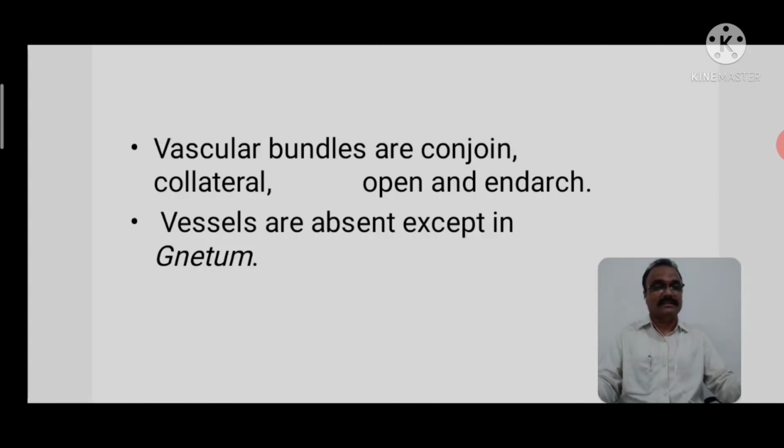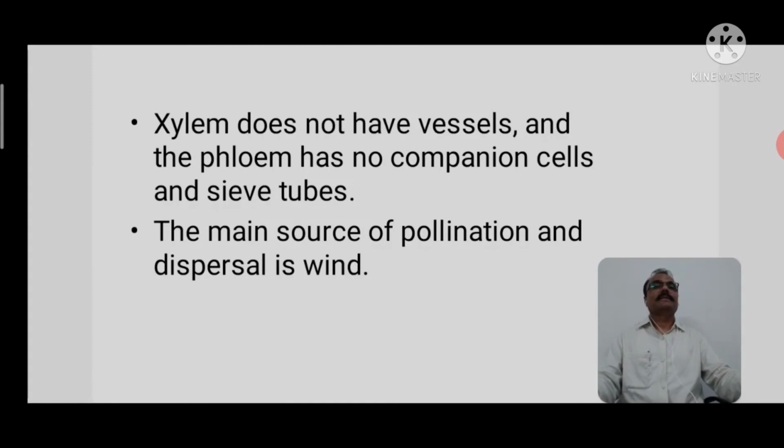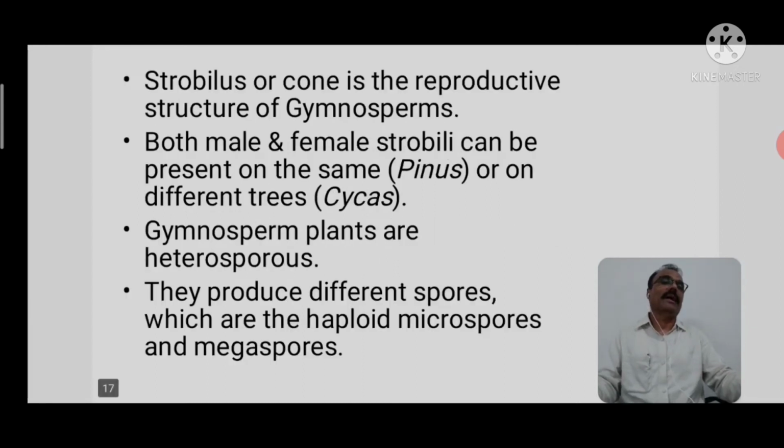Vessels are absent except in Gnetum. Xylem does not have vessels and the phloem has no companion cells and sieve tubes. The main agent of pollination and dispersal is wind.